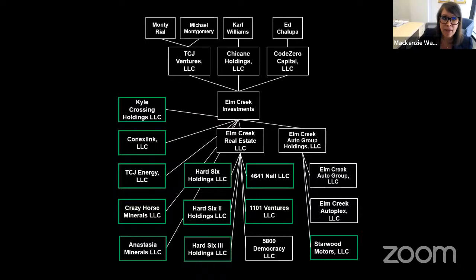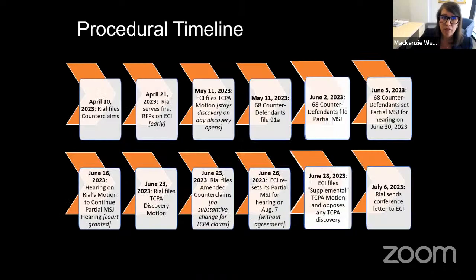If we move to the next slide, in April, Mr. Ryle, the counter plaintiff, filed his counterclaims and third-party claims. And then on April 21st, admittedly earlier than permitted, Mr. Ryle served his first set of discovery only on ECI, the entity, and later sought agreement that the discovery would be deemed served on the 11th, the date that it would be permitted. Instead, ECI refused and on May 11th filed its TCPA motion, and then the 68 counter defendants filed the 91A motion. In early June, the 68 counter defendants filed the first amended petition and their MSJ.